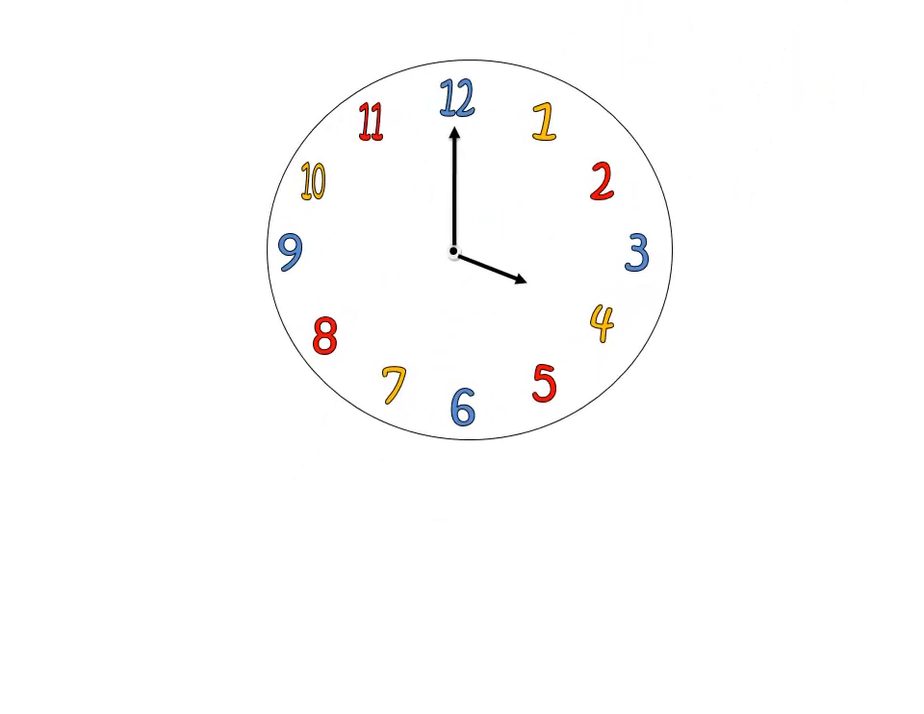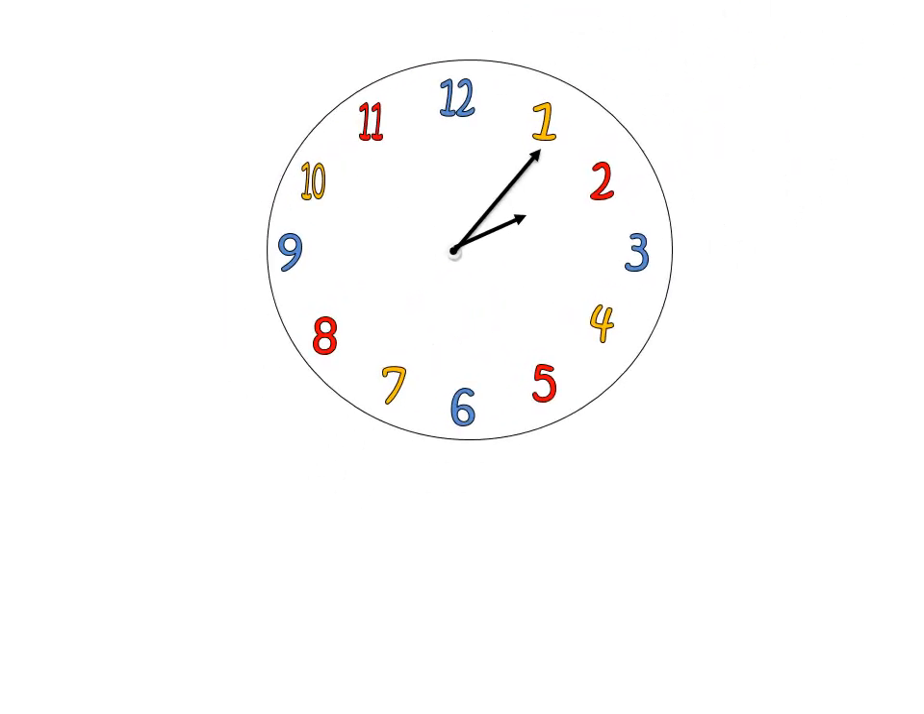Okay, let's have some practice together. What do you think about this one? How can I say the time here? I have the long hand or the long arrow on 12 and the short arrow on 4. We said before that if I have the long arrow on 12, I say o'clock. So, what's the time? It's 4 o'clock.